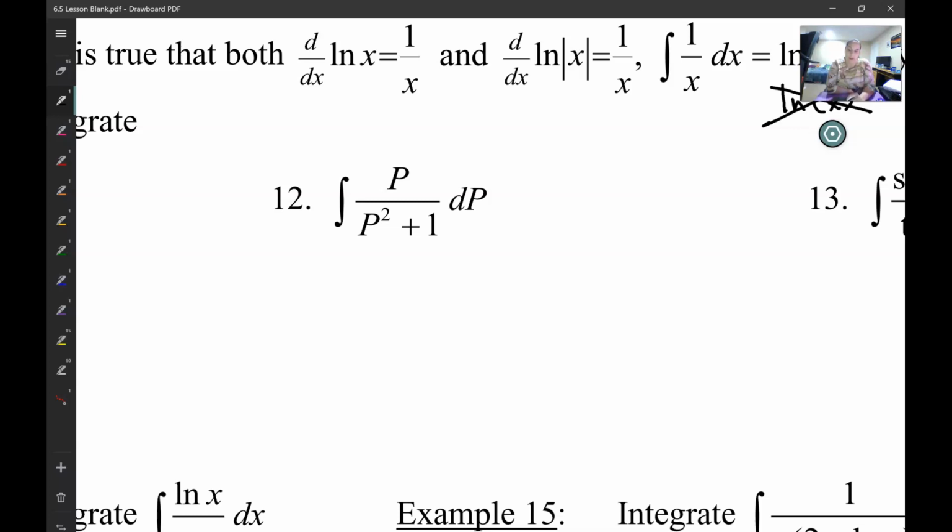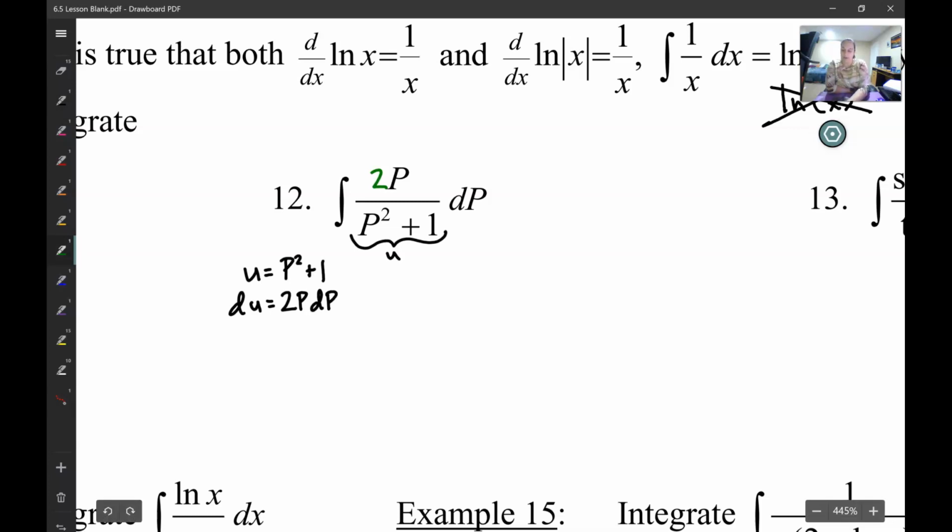Okay, in number 12, this one is going to have a little bit of a u substitution with our ln rule. So let's start by making this u. So u equals p squared plus 1. So du is going to be 2p dp. So I can see that I need to add a 2 here, because then that is my du. But if I add a 2 there, I need to add a 1/2 here.